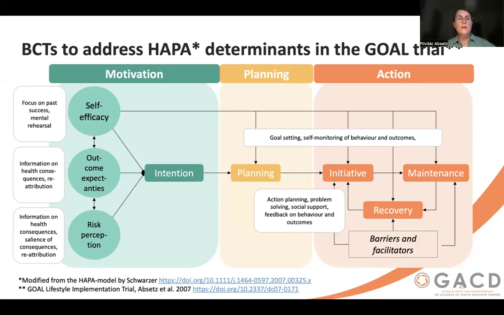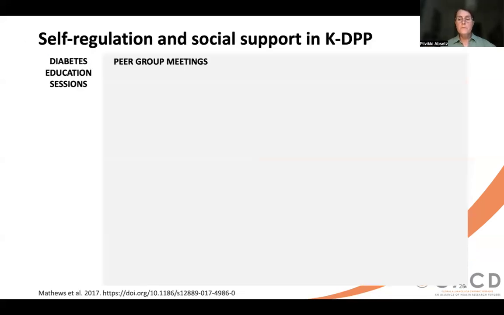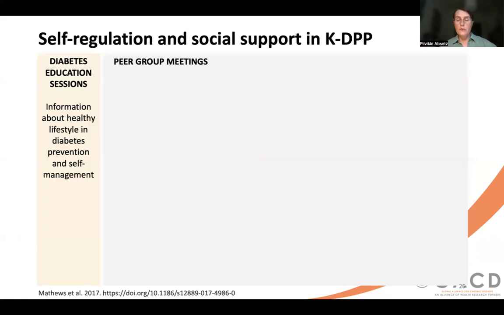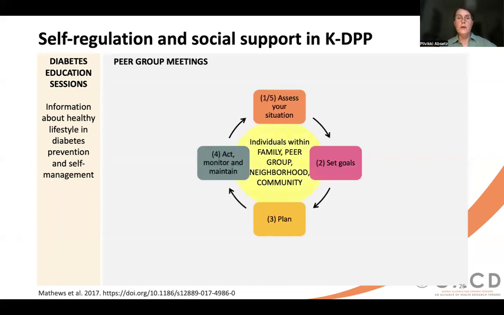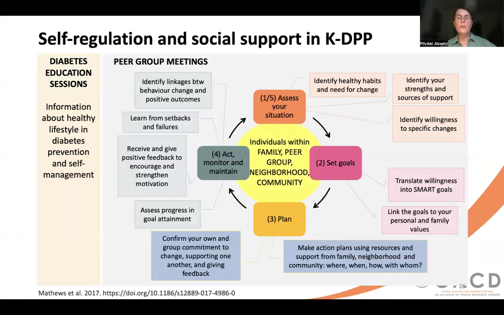We also used the HAPA model in the goal lifestyle implementation trial, and there we had specific behavior change techniques to address self-efficacy, outcome expectancies, and risk perception, and also in the planning and action phase, we utilized goal setting, self-monitoring of behavior and outcomes, as well as action planning, problem solving, social support, feedback on behavior and outcomes in this peer support program. In the Kerala Diabetes Prevention Program, we also utilized the HAPA model, but we emphasized the self-regulation part very strongly in this study.